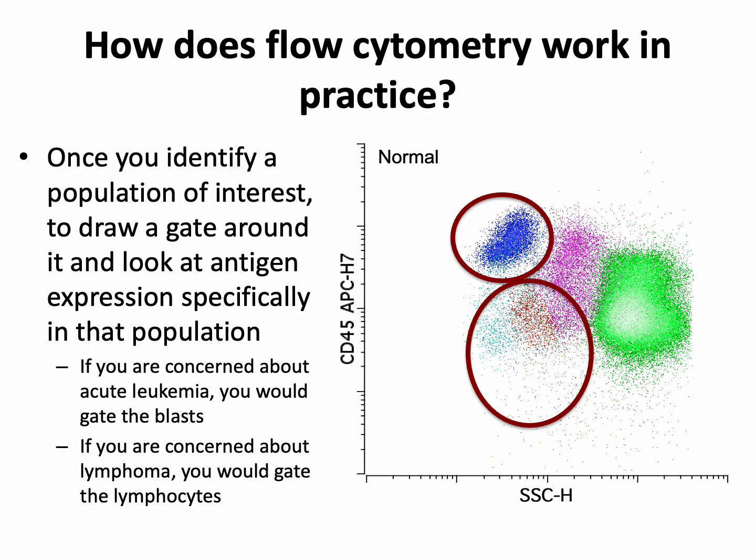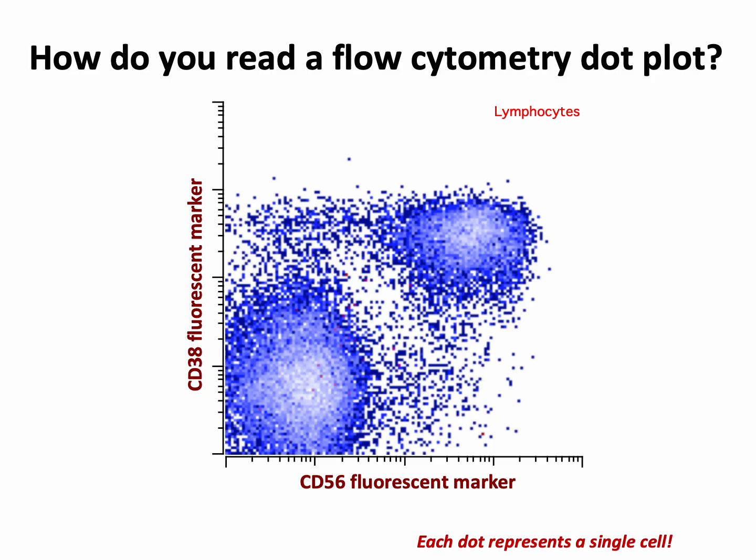In this case, let's take a look at an example of a gate drawn around the lymphocyte region, and look here at a plot on all lymphocytes of two parameters: CD38, in this case an activation marker, represented on the y-axis, and CD56, a marker of NK cells, represented on the x-axis. Remember, each dot that you see on one of these plots represents a single cell. And we can see here 4 different populations.